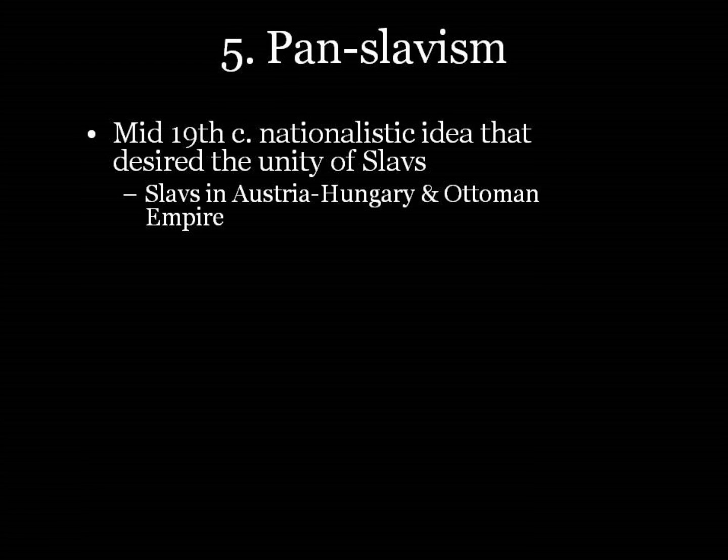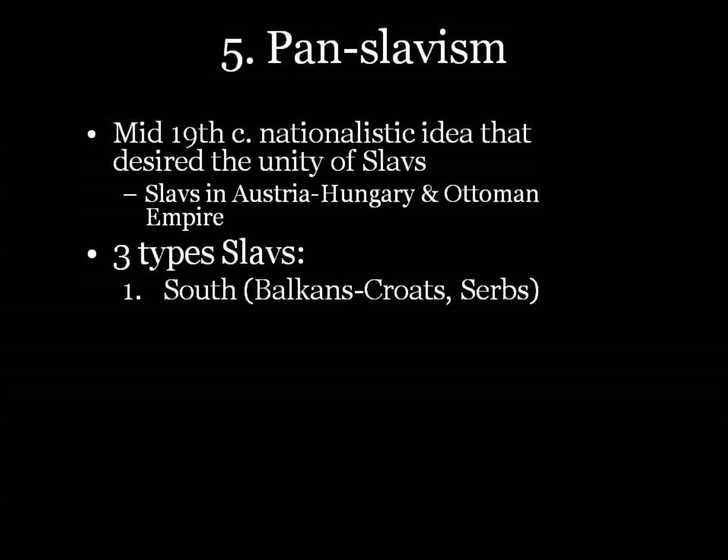Austria is not the only state that had a large, restive Slavic population. The Ottoman Empire also contained many Slavs, most of whom yearned for independence. Many of these Slavs came together under the ideology of Pan-Slavism, which was a loosely nationalistic idea that desired the unity of Slavs. In order to understand Pan-Slavism, we first need to realize that there are 3 different ethnic and linguistic divisions amongst the Slavic people.